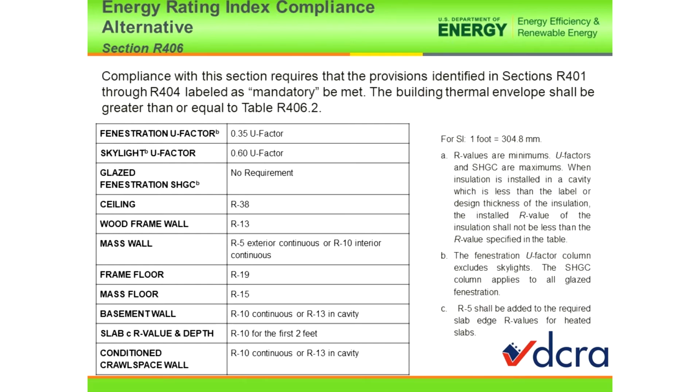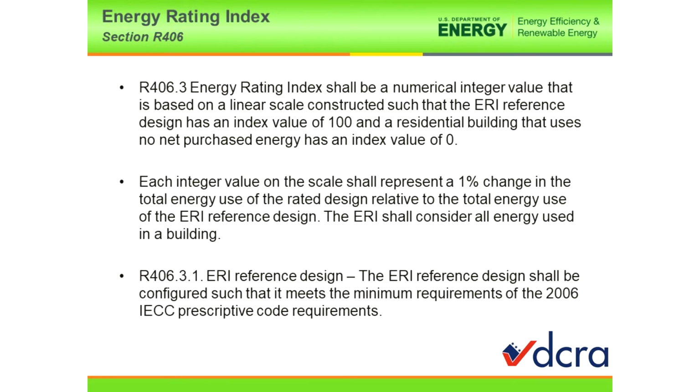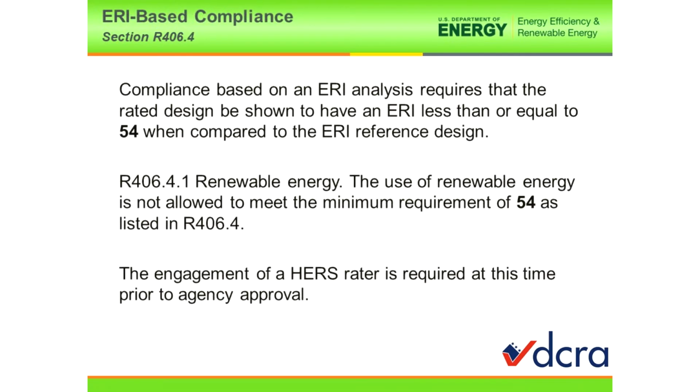So these are some of the requirements of the 2009 R406.2 table for the insulation and U factors that are required for the ERI compliance. Now, this is showing you a little bit more information about it, but the main takeaway here is that you see that 54? That's what you got to meet. Compliance based on an ERI analysis requires that the rated design be shown to have an ERI less than or equal to 54 when compared to the ERI reference design, that being the 2009 house, right?